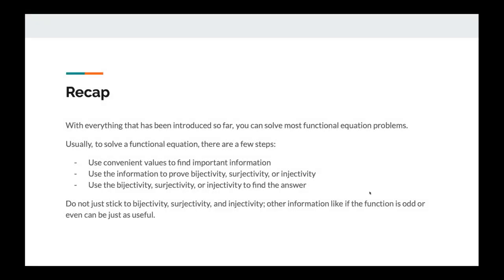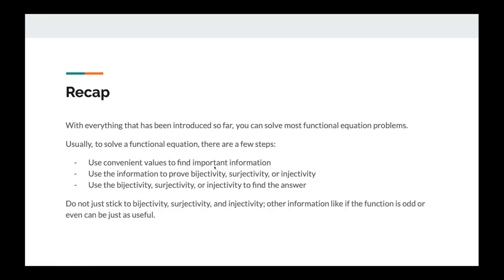That was a lot, so let's quickly recap what we just did. Most functional equation problems can be reduced into a few steps. The first thing is you want to find convenient values to find very important information. For example, you want to find what f of 0 is, what f of 1 is, or whether something is injective, surjective, or bijective.